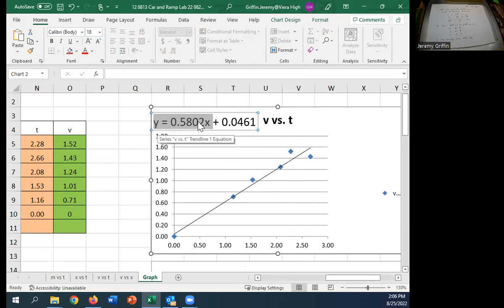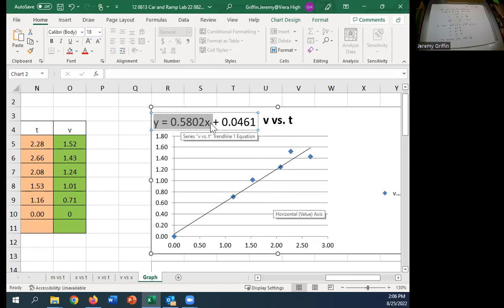Now, 0.58 also has units. That 0.58 represents the slope of this line, rise over run. The rise is meters per second, and the run is seconds. Put it all together: what is meters per second divided by seconds? Meters per second squared. That is the unit on the 0.58. So this says V equals 0.58 meters per second squared times T.